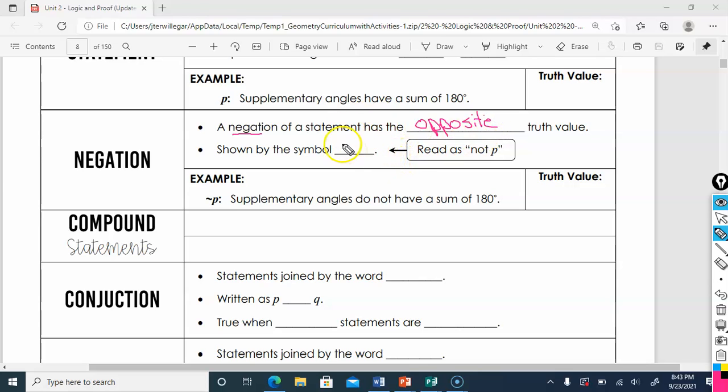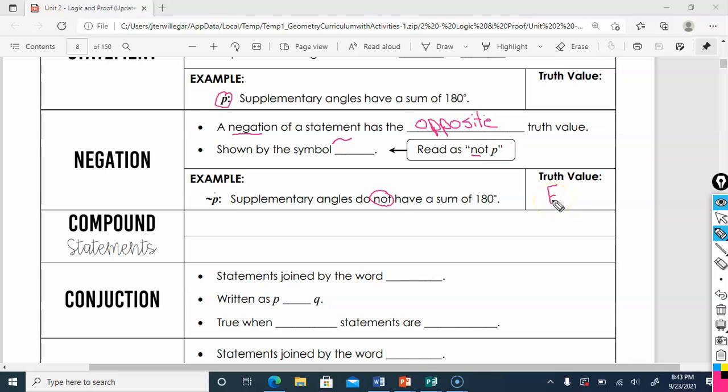For not, we're going to use this symbol to mean not. If you see that symbol in front, it means not P. So for my above example P, I add the word not in there: supplementary angles do not have a sum of 180 degrees. Is that true? No, that's false, because we all know they add up to 180. I'm not fooling you guys.